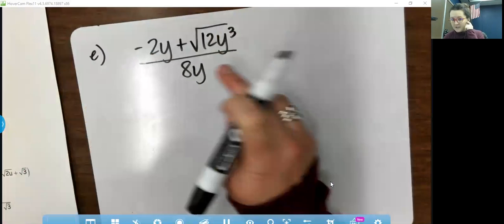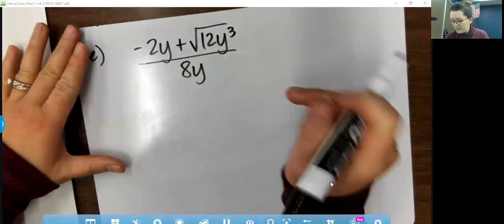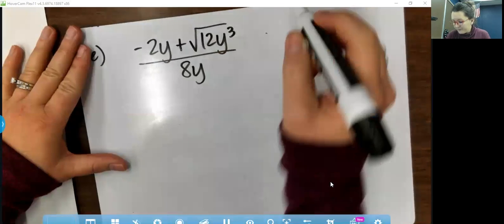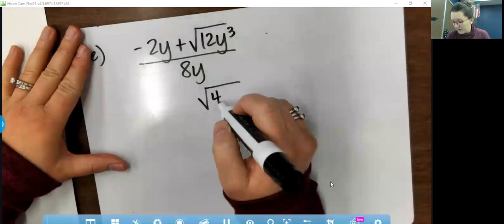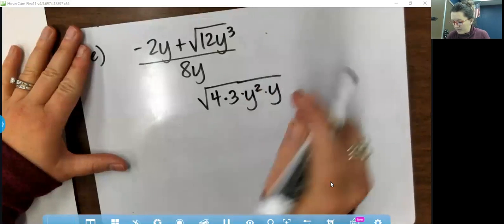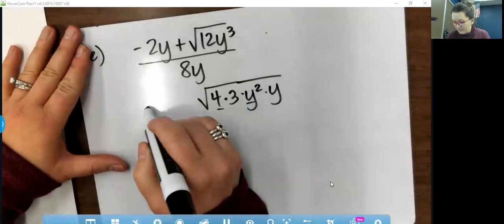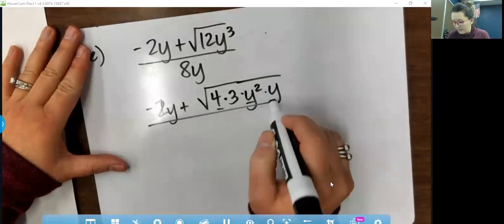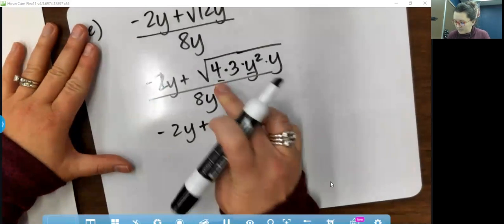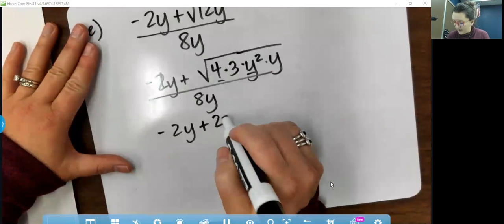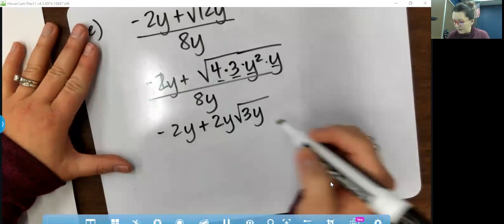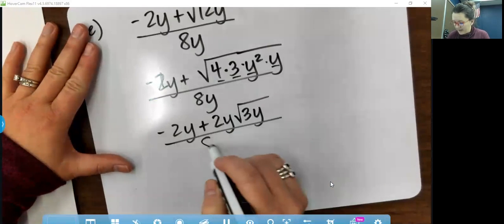So let's see. It's square root, and I have a y cubed. So let's break this apart into perfect squares. So I know that 12 is the same as 4 times 3, that's a perfect square, times y squared times y. So I'm going to pull out my perfect squares. Make sure I write my whole problem down. So I have negative 2y plus, pulling out a 2, pulling out a y, and what stays inside? They didn't have partners, they had to stay inside, is 3y, divided by 8y.